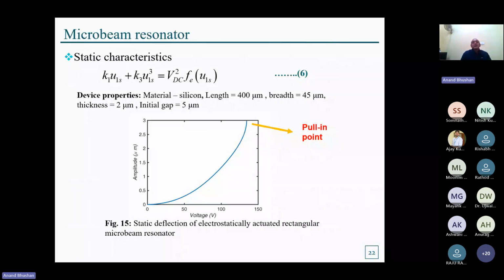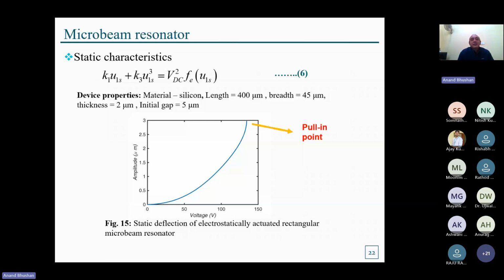So the material which we have chosen is silicon of length 400 micrometer, breadth 45 micrometer, and thickness 2 micrometer. The initial gap between the microbeam and the plate is just 5 micrometer. So we can see the deflection of the microbeam. Here it is important to note that the deflection we plotted is the midpoint deflection of the microbeam resonator with respect to the voltage V. Okay.